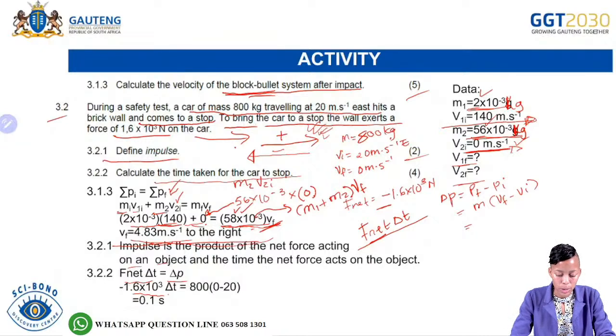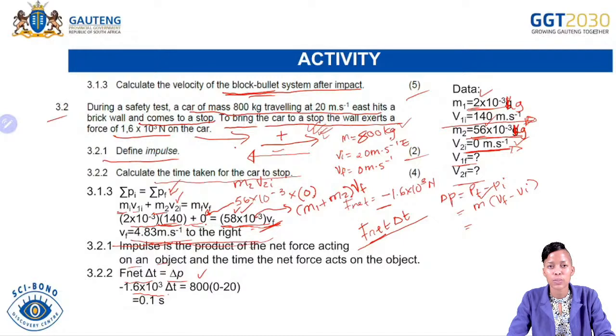So we were given a mass of what? We were given a mass of 800 kilograms. So it means that we would then substitute the 800 kilograms there. And then it said that the car comes to a stop. So if the car comes to a stop, we said our final velocity will be what? Our final velocity will be 0.